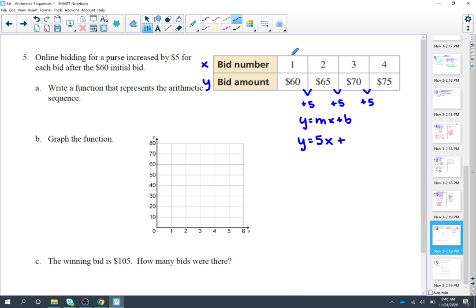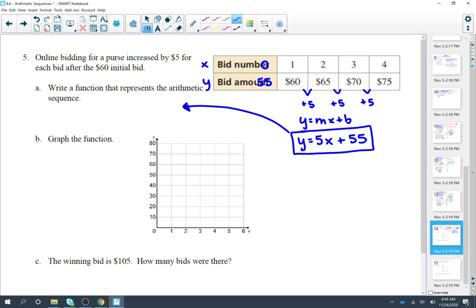Well, keep in mind your y-intercept is when your x value is 0. So I'd really have to extend my table back here to 0, which is going to give me 55. So then I'm going to substitute in 55 here. And this kind of makes sense because if you want your first bid and you substitute 1 in there, 5 times 1 is 5. Then you add that to 55, which gets you your $60 first bid. So this is going to be my function for part A that represents this pattern or this sequence.